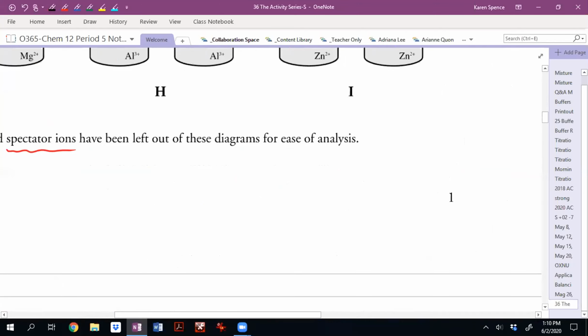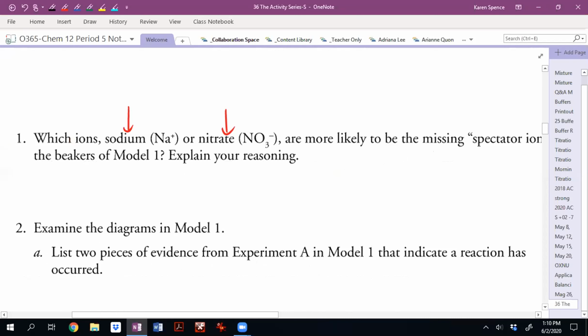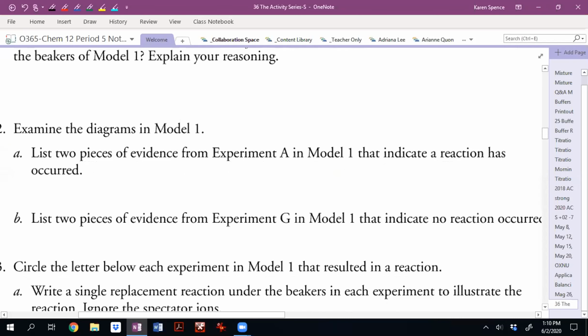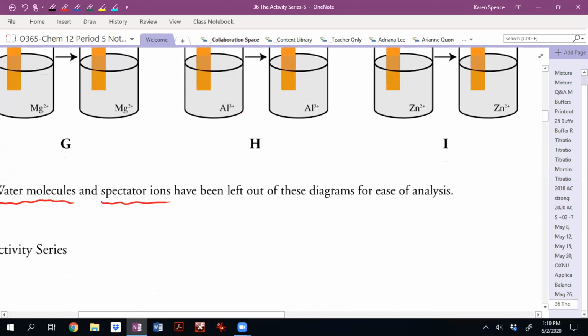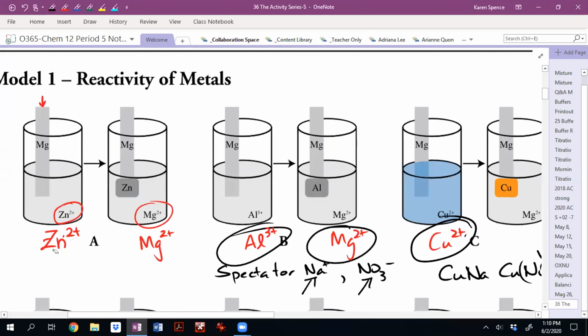Okay, let's try our next question here. List 2 pieces of evidence from experiment A in Model 1 that indicate that a reaction has occurred. Well, that's pretty easy. What indicates that a reaction has occurred?